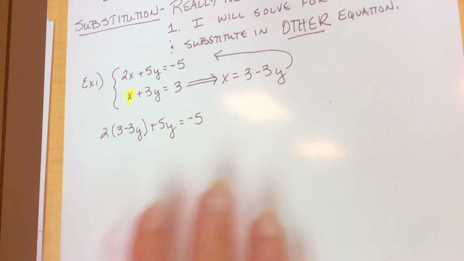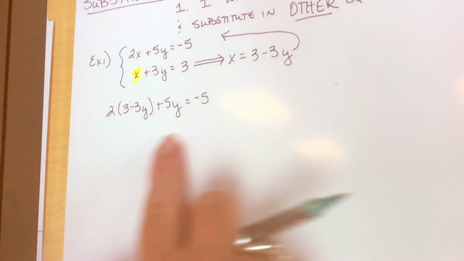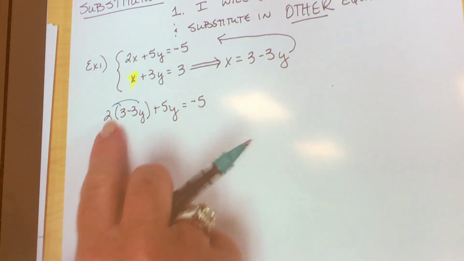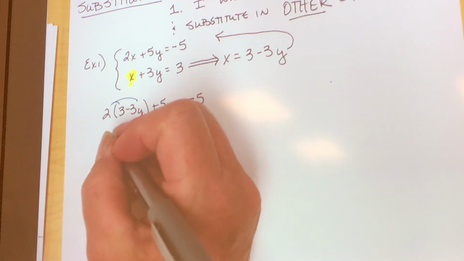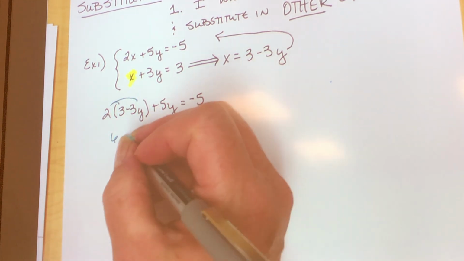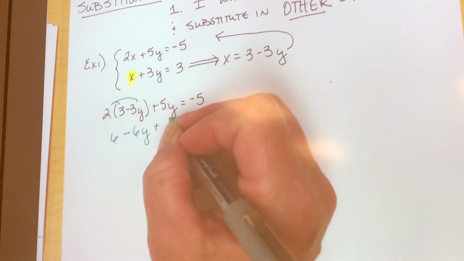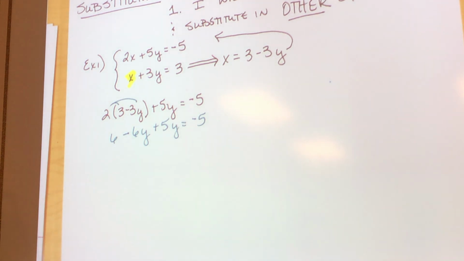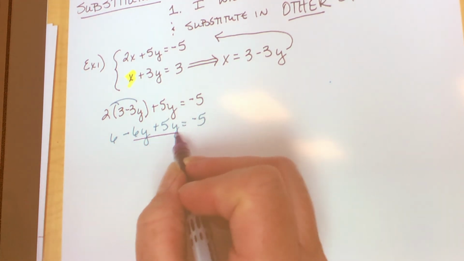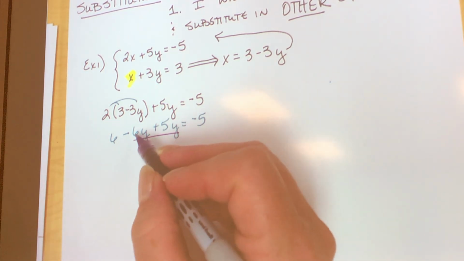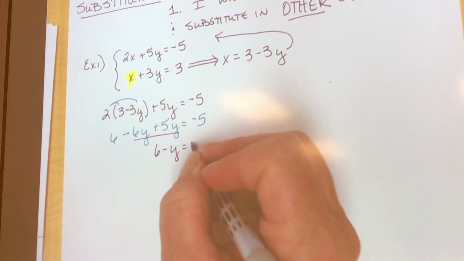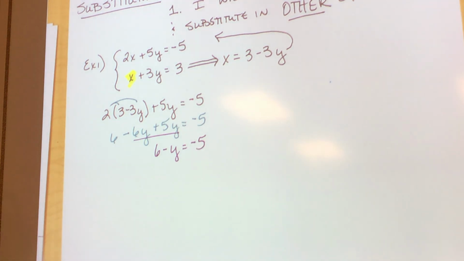Now, is this stuff that we've been studying all year? Yes, there's the distributive property. We talked about that the first week of school. What is 2 times 3? What is 2 times negative 3y? Negative 6y. And then I got plus 5y equals negative 5. Now, before you start taking things across the equal sign, you need to collect all your like terms on both sides. These are my like terms over here. So, what is negative 6y and positive 5y? So I got 6 minus y is equal to negative 5. Now I'm going to solve for y. Tell me what you need to do.